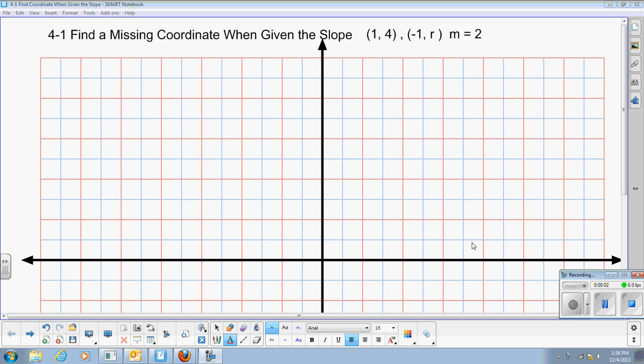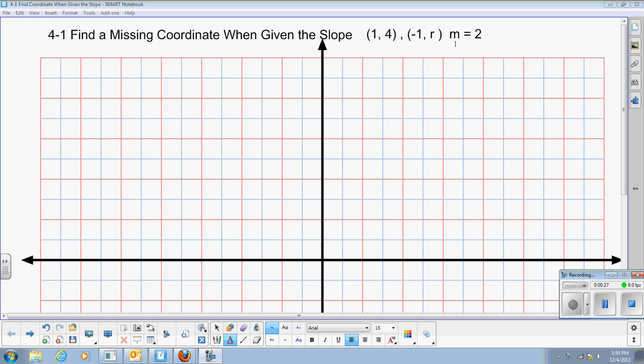Congratulations, you've made it to the last activity that we're going to do when we're working with just straight slope. Now, the last activity is finding a missing coordinate when you're given the slope and a coordinate. So if you take a look at the top of the screen, you'll see up here I have the coordinate (4, -1), r, and m equals 2.